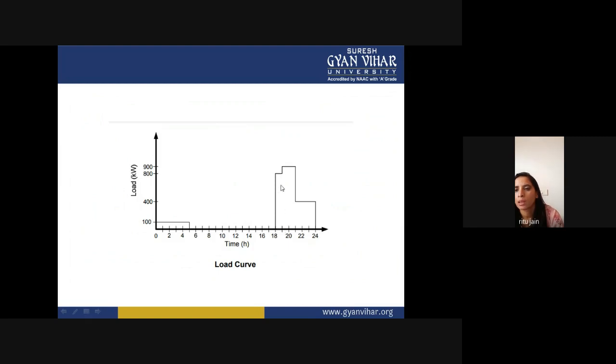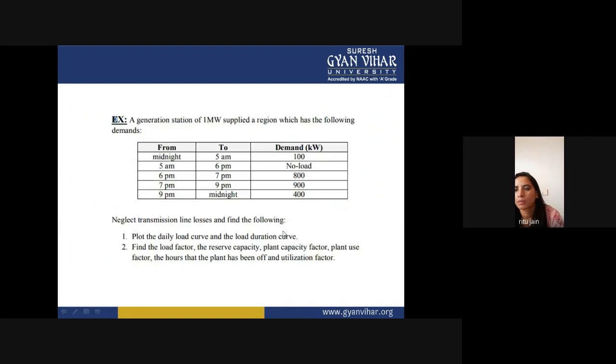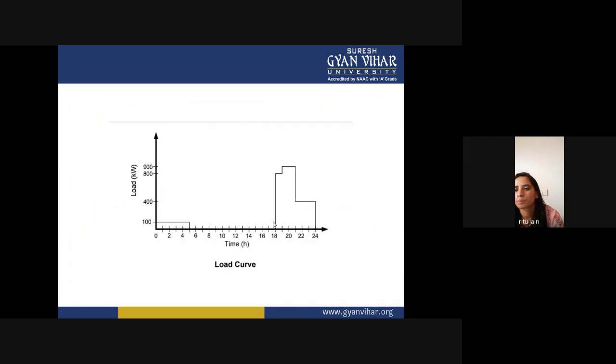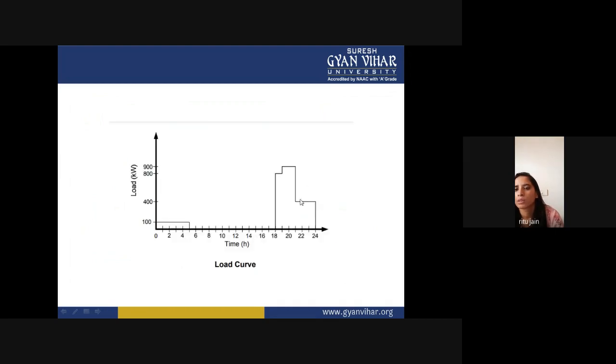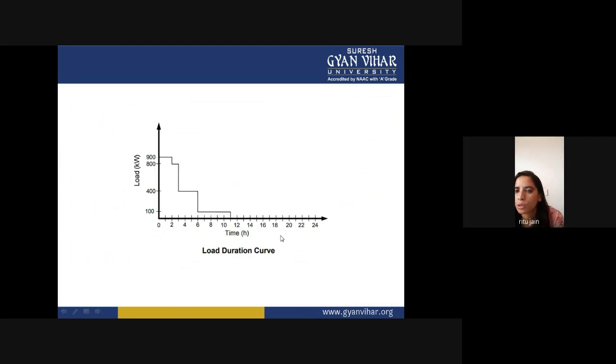Then 9 p.m. to midnight, it is 400 kilowatt. So from 9 p.m. to midnight, it is 400 kilowatt load. So this is your daily load curve. You can easily draw. Now next come to the load duration curve.